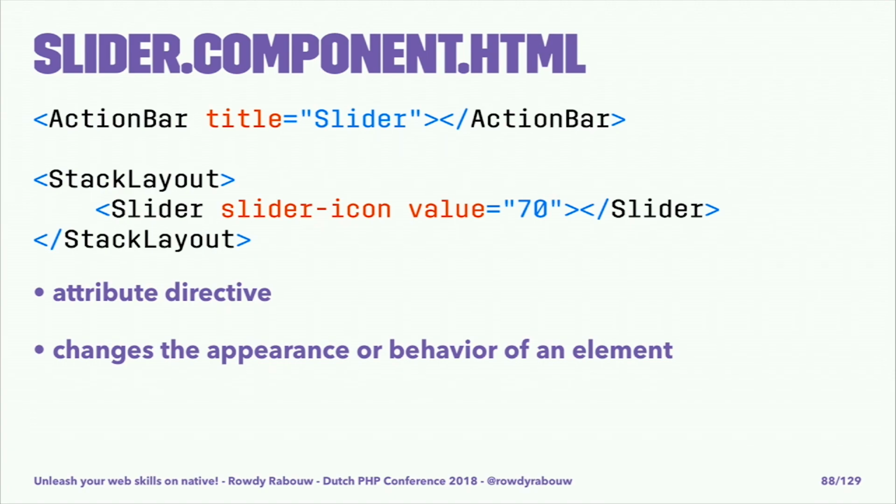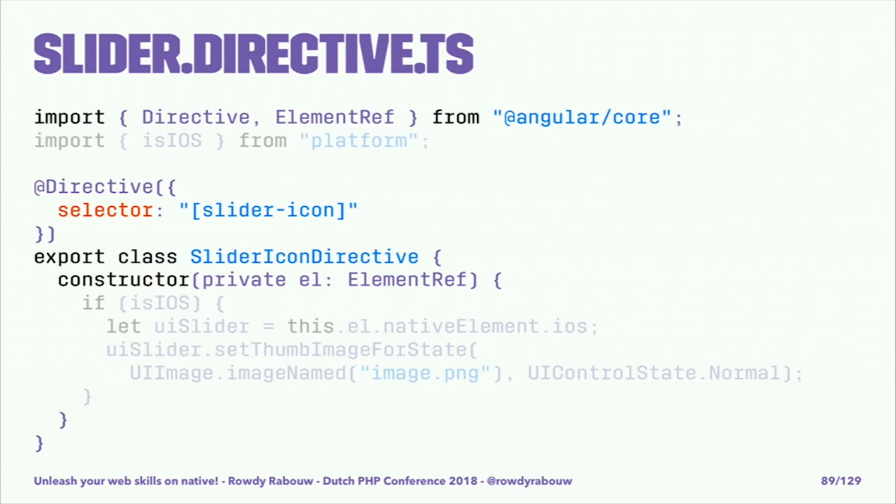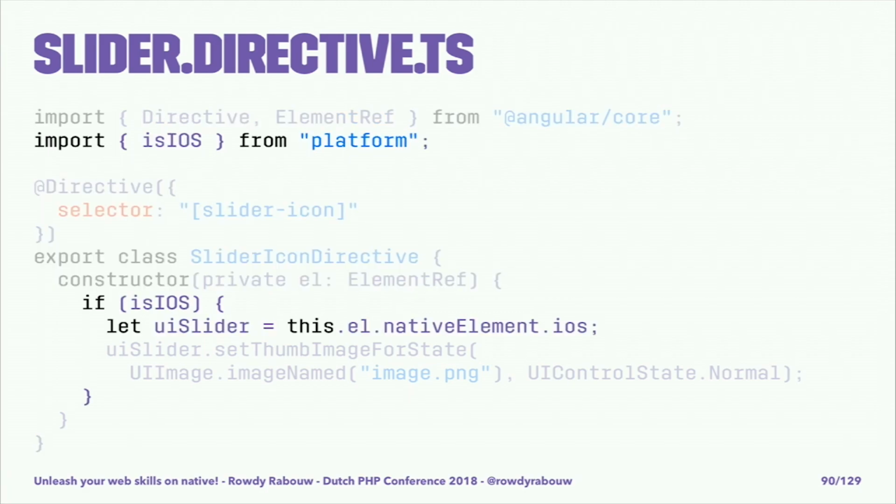This doesn't go like that, so I have to create something called a directive. So a directive.ts, a TypeScript file for that. The things highlighted here, again, is boilerplate. You can find it anywhere. It just makes sure that you can reference that slider icon selector. Now it's getting interesting because my solution for this only works on iOS. So I import isIOS from the platform, and the platform is the device itself. And if it's iOS, then I can access that element directly using this.el.nativeElement.ios. And that .ios means that I have access to all the iOS functionality there. If I would do this for Android, I would use .android.